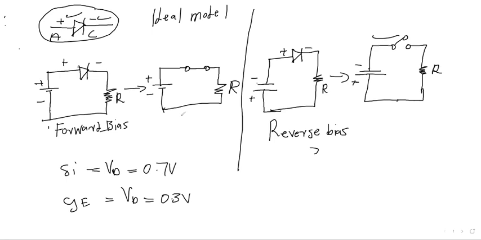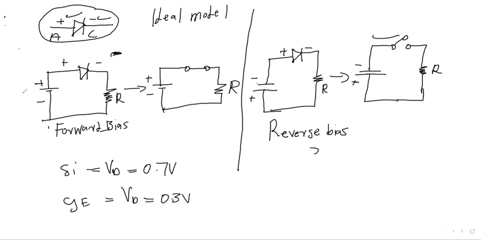In this video, we'll talk about the diode and its application. First question, what is a diode? A diode is a component that allows current to flow in one direction, and a diode can act as a switch. We can use a diode as a switch.